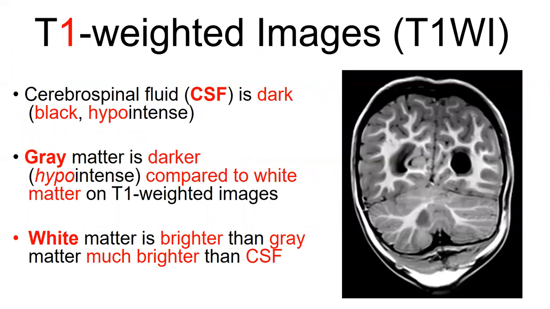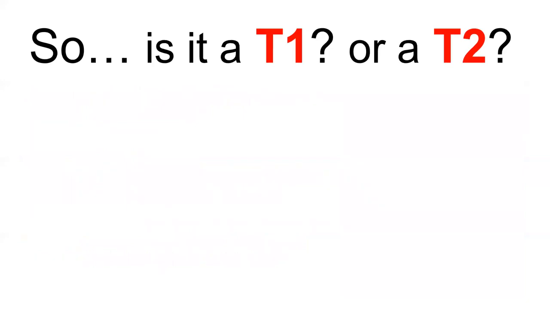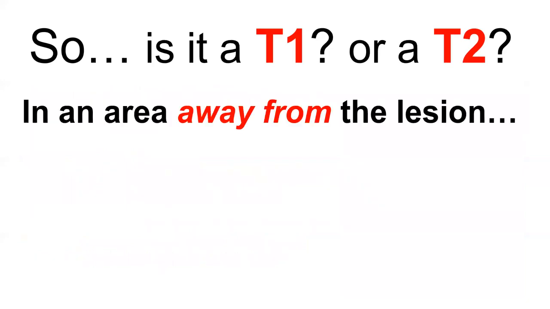All right, T1 weighted images. On a T1, it's going to be the opposite of a T2, essentially. The CSF will be dark, black, hypointense, but that's not always going to be reliable. So what we're going to rely on is the gray matter. The gray matter in a T1 weighted image will be darker or hypointense compared to white matter on T1 weighted images. So the white matter is brighter than the gray matter and much brighter than the CSF on a T1 weighted image.